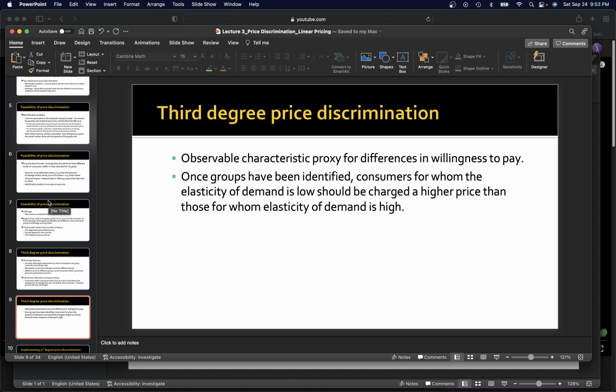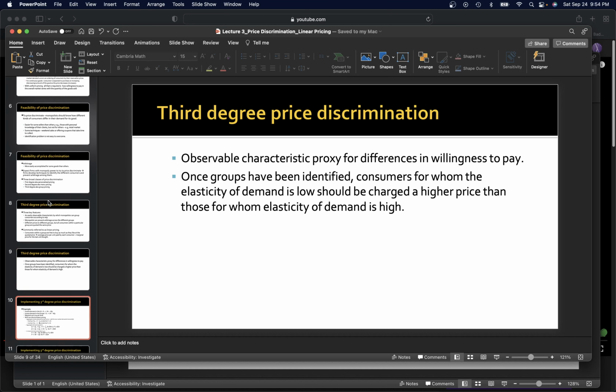So we've got this observable characteristic, which is a proxy for differences in willingness to pay. Once groups have been identified, consumers for whom the elasticity of demand is low, or inelastic, should be charged a higher price than those for whom the elasticity of demand is high. This is exactly like what we've learned in the simple monopolist case: the more inelastic market demand is, the higher the markup and the higher the price, all things equal. That result is also applicable here, as you will see in a moment.